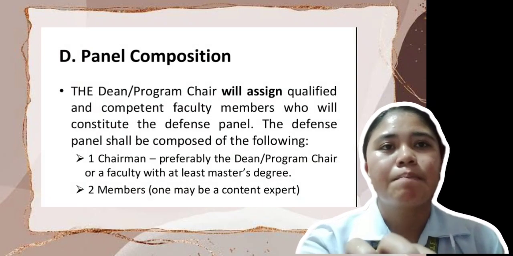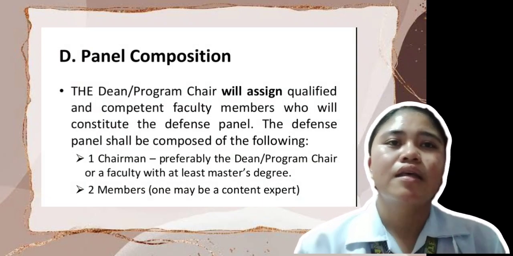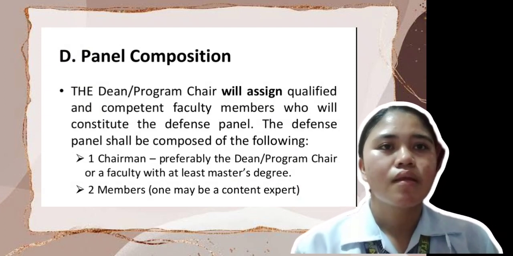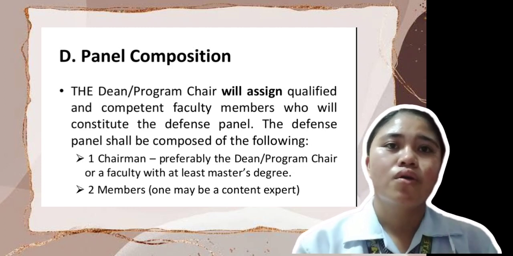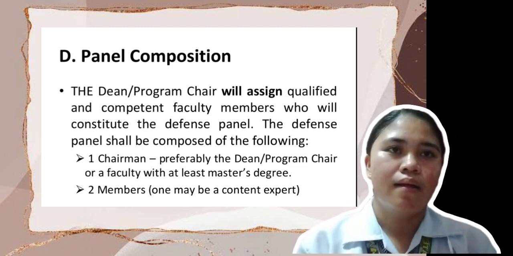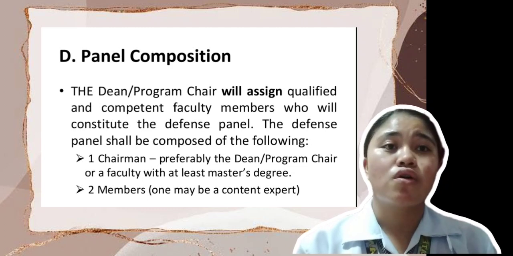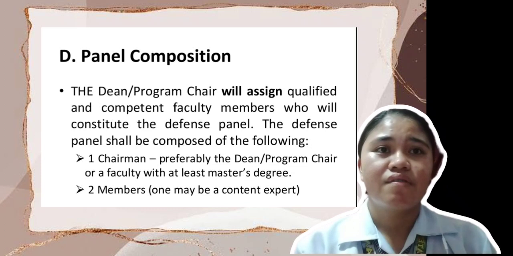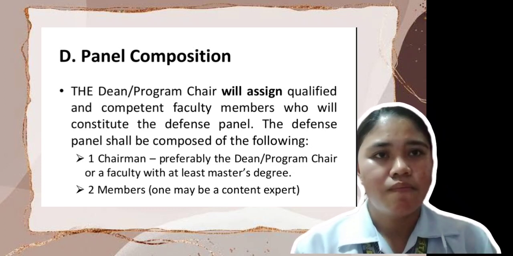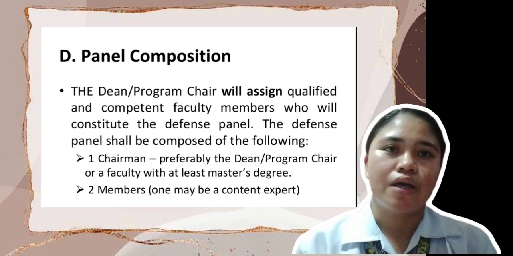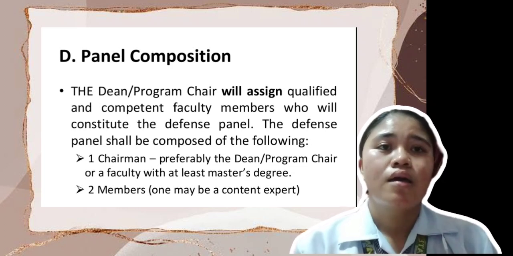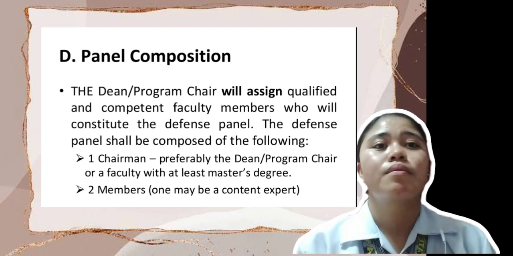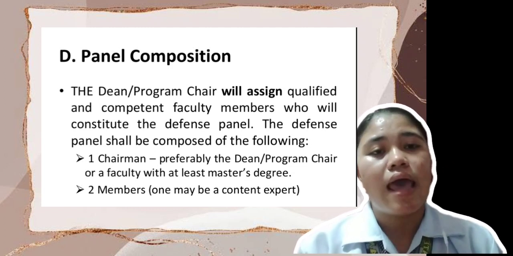Letter D. Panel composition. The Dean or Program Chair will assign qualified, competent faculty members who will constitute the defense panel. The defense panel should be composed of the following. First, Chairman, preferably the Dean or Program Chair or a faculty with at least a master's degree. Second, 2 members, one of whom may be a content expert.